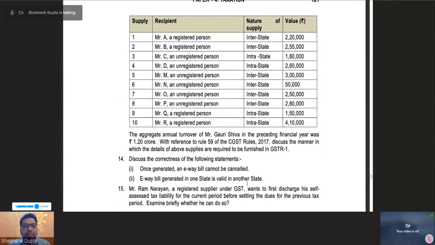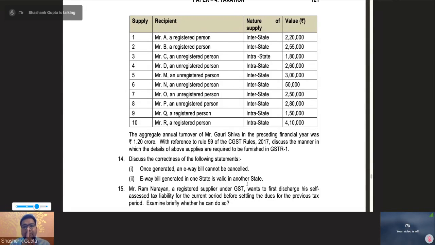Next is question number 14. Discuss the correctness of the following statements. First, once generated, an e-way bill cannot be cancelled. Is this statement correct? In the morning only, we have discussed about e-way bill cancellation, and an e-way bill can be cancelled up till when? Within 24 hours of its generation.